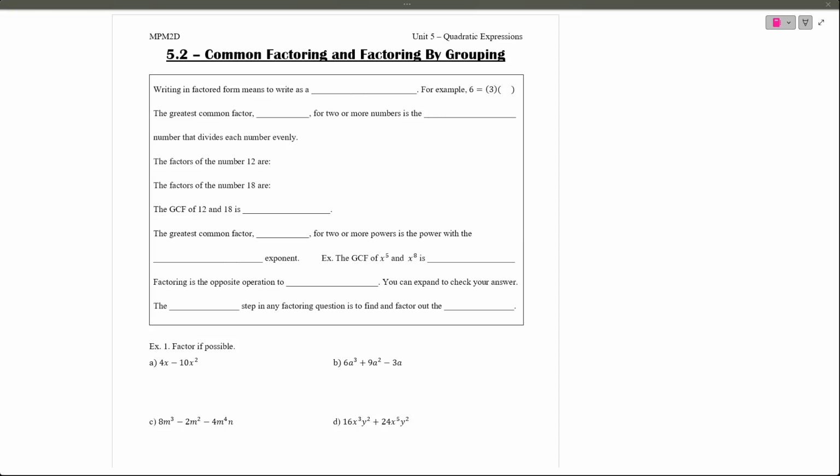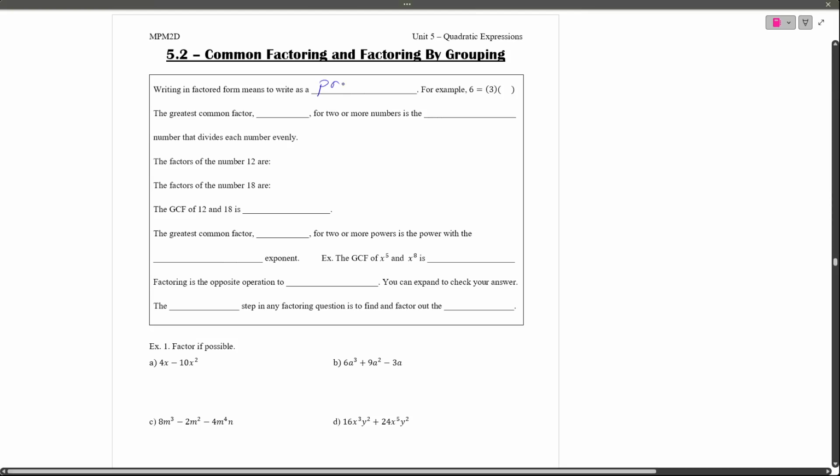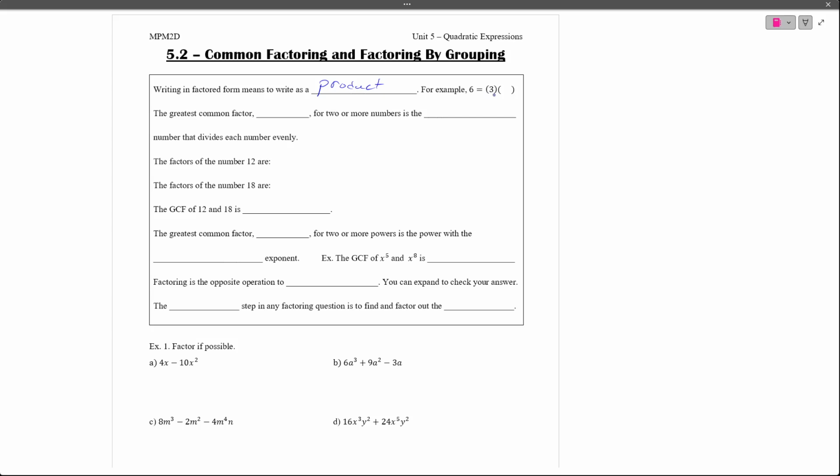First up, writing in factored form means that we're going to write as a product. What does that mean? A product. So that means a multiplication, right? Writing in factored form means to write as a product. So for example, if I have a 6, I can break that down into 3 times 2. Okay? That is factoring. I've broken it down into its components, that if I multiply them back together, I'll end up with the original value.